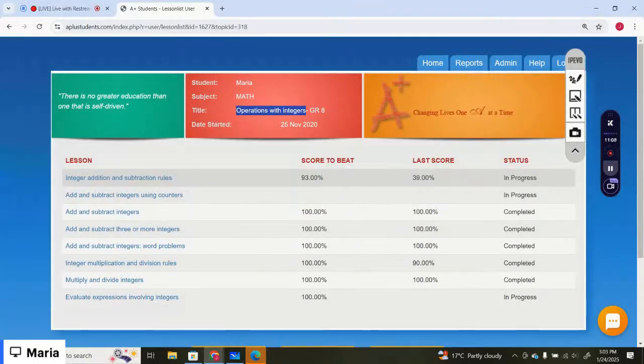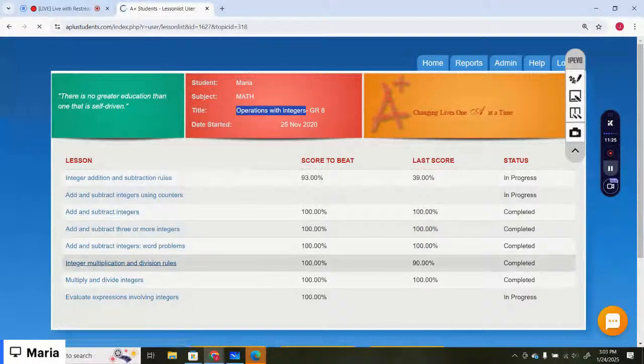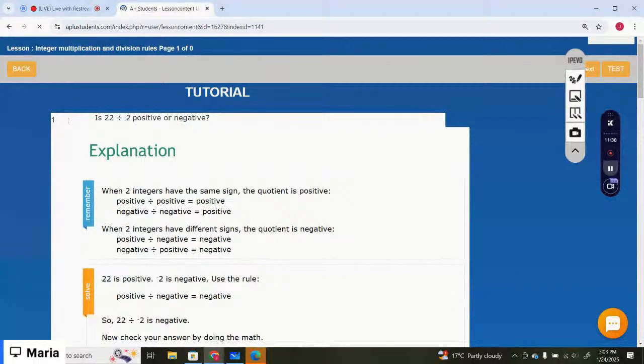So here I am on grade 8 math. The chapter we are on right now is operations with integers. Let's just start with the lesson that is integer multiplication and division rules. So basically we're going to learn what the rules are when we multiply and divide integers. Let's just start with the first question: is 22 divided by negative 2 positive or negative?